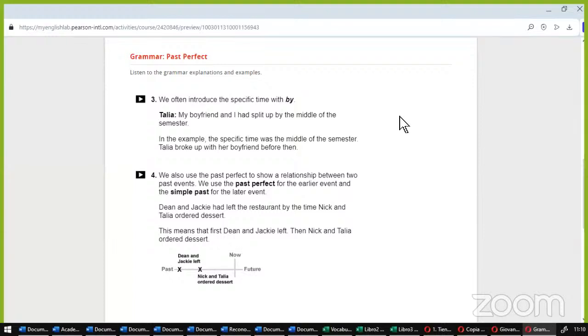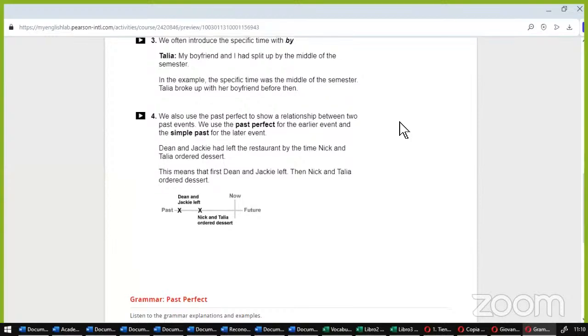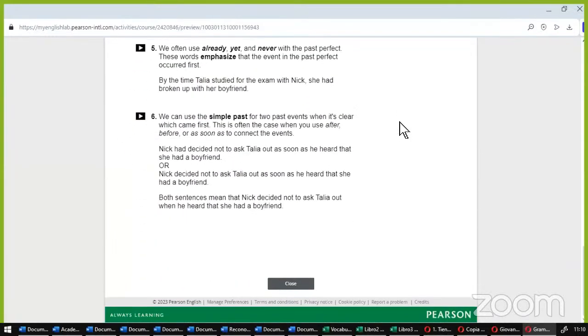We also use the past perfect to show a relationship between two past events. We use the past perfect for the earlier event and the simple past for the later event. Dean and Jackie had left the restaurant by the time Nick and Talia ordered dessert. This means that first Dean and Jackie left, then Nick and Talia ordered dessert. Great. 5 and 6, please.